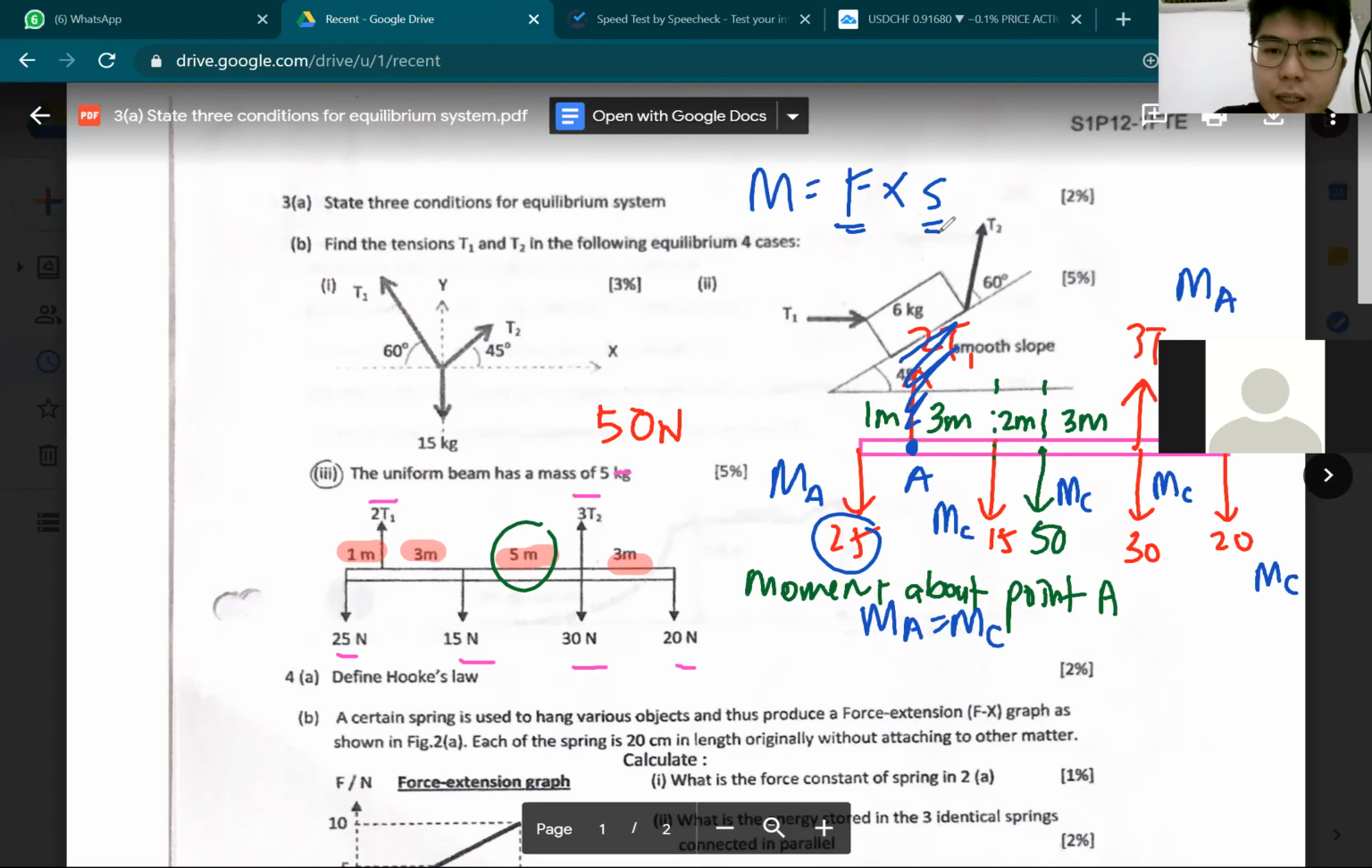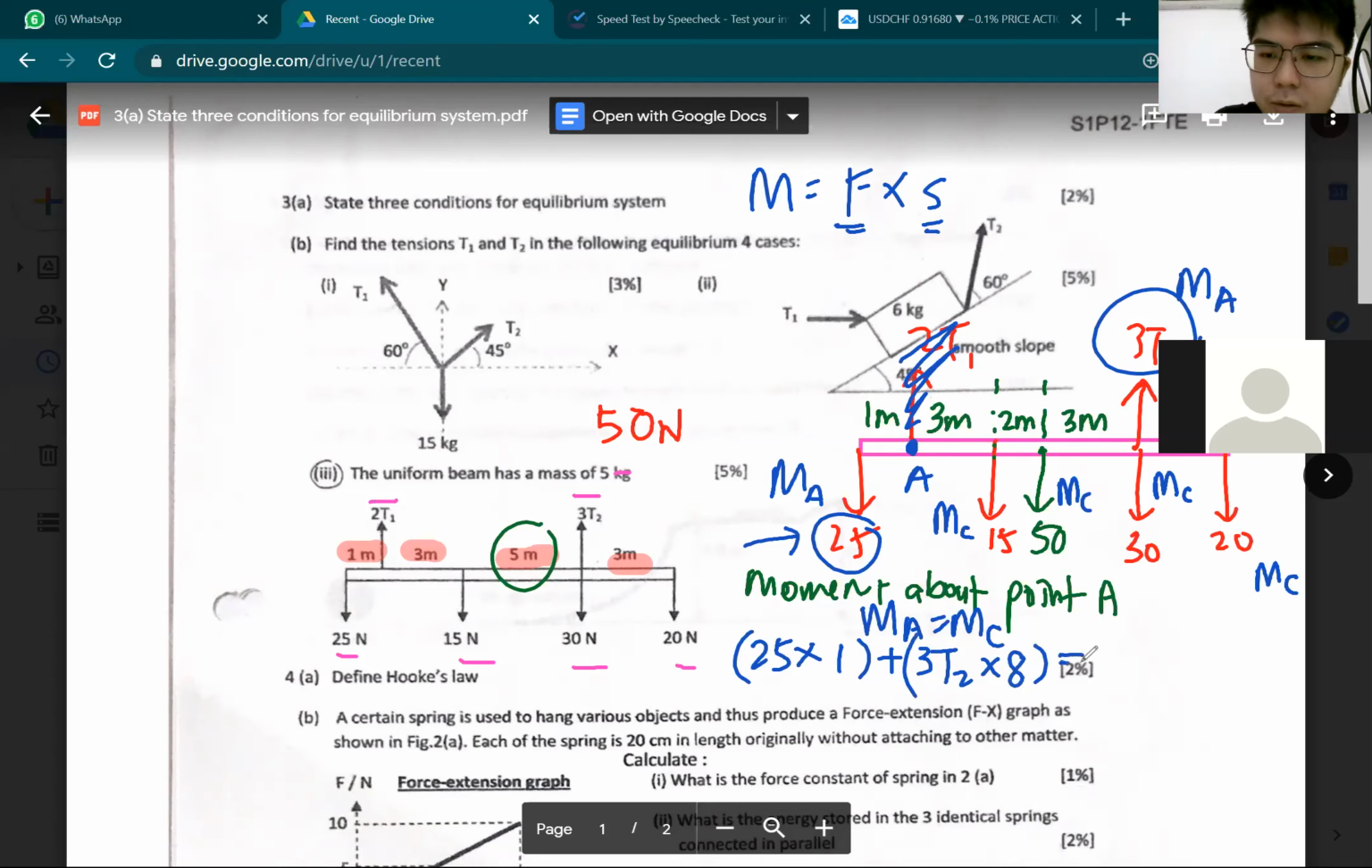Okay, so MA, let's do the 25 first. This one, the first one. So MA, 25 Newton, right? So 25 times the distance from point A, 1. It's 1 meter from point A, correct? So 25 times 1, plus another anti-clockwise moment, which is the 3T2, right? 3T2 times the distance from point A, so it's 8. 3 plus 2 plus 3, so 8 here, right?